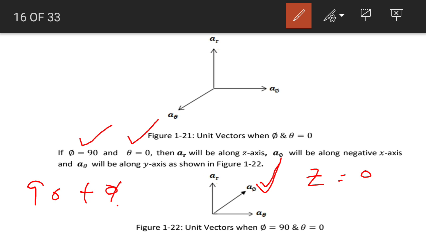And as theta is 0, the unit vector a_r will be along the z-axis. And the third unit vector will be normal to the plane containing a_phi and a_r. So the third unit vector a_theta will be along the y-axis. So a_r is along the z-axis, a_phi is along the negative x-axis, and a_theta is along the y-axis. So you can find the location of all these three unit vectors if theta and phi are known.